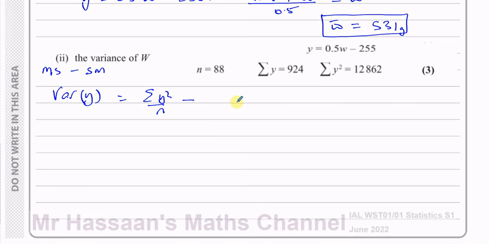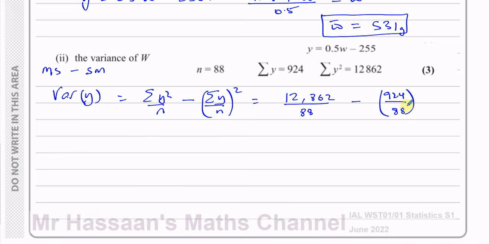And the square of the mean is going to be the mean, which we found up here. Well, it's basically this, the sum of the y entries divided by n and squared. This is the variance, the mean of the squares minus the square of the mean. So that's going to be given by 12,862 divided by 88 minus 924 divided by 88, but that has to be squared. That will be the variance of y, the variance of y.